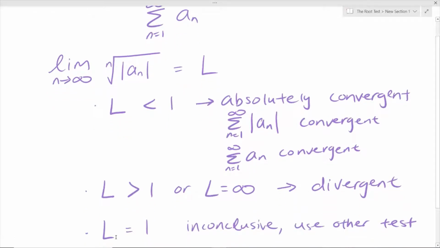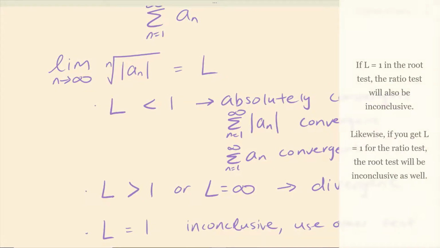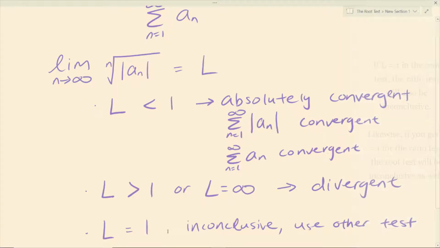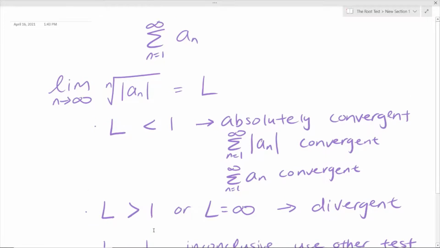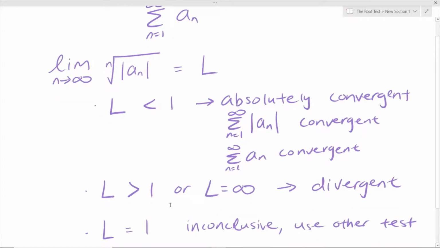Now, if you do get the limit being equal to 1, and you think, oh, I have to use a different test, let's use the ratio test. No, that's not a great idea, because you're going to also get L equal to 1 if you use the ratio test. Same with the ratio test. If you get L equal to 1 in the ratio test, you might think, oh, I should probably use the root test. No, don't do that, because L is just going to be equal to 1 for the root test as well. So you can see how these tests are kind of linked in some way.